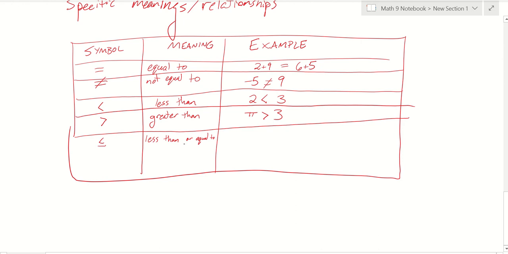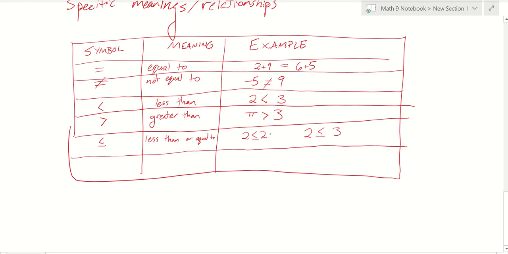What would be an example here? Well, let's say we have the number 2. We know 2 is less than or equal to 2. This is true, right? Although it's not less than, it is equal to, so this is technically a true statement. We could also have something like 2 and 3. 2 is less than or equal to 3. That is technically true, right? So 2 is less than 3, and so this satisfies that meaning of that symbol.